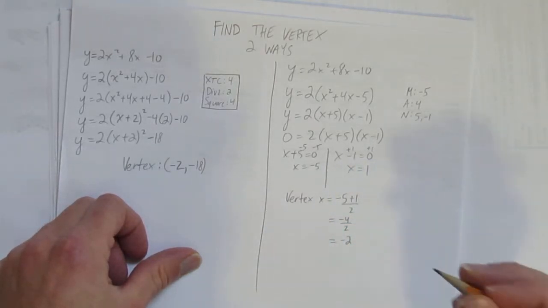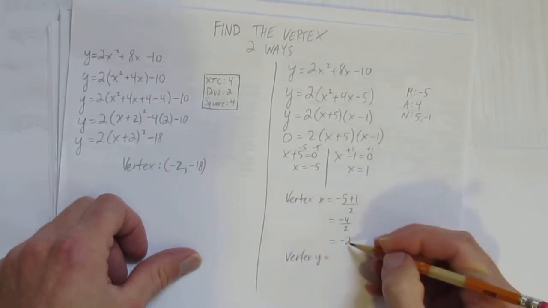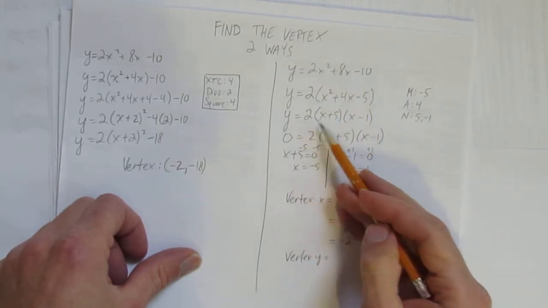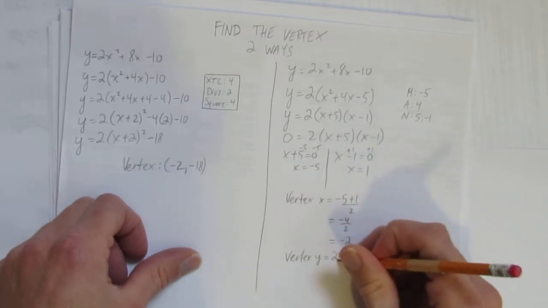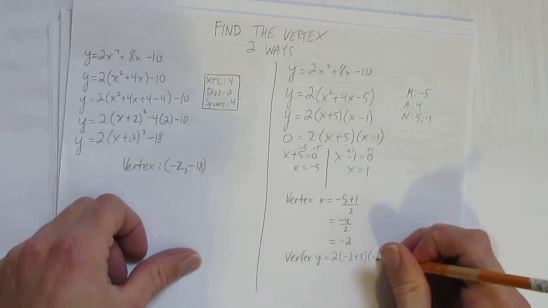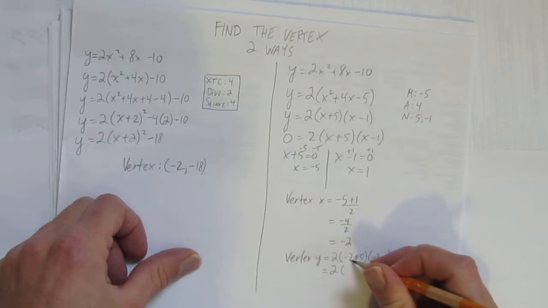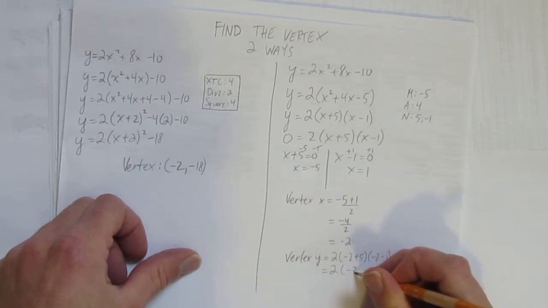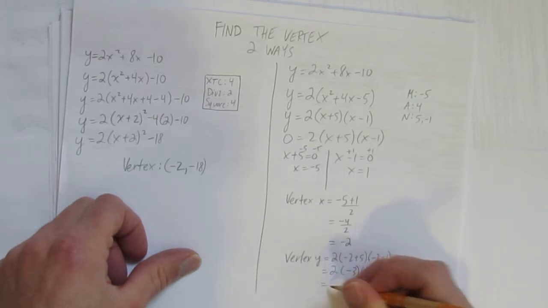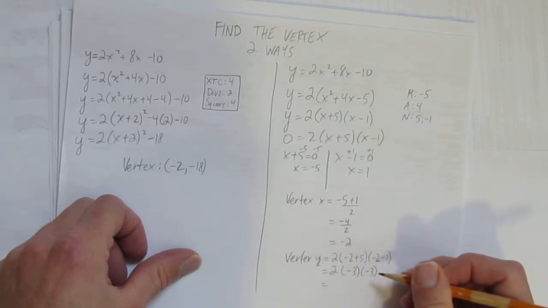We've got the vertex x, now we just need the vertex y. The vertex y is just sub in the vertex x, negative 2, into the equation. You can use the standard form equation. I prefer the factored form equation, it's a little faster. I get 2 times negative 2 plus 5, and then negative 2 minus 1. You get 2 times, what's negative 2 plus 5? That's negative 3. Negative 2 take away 1 is negative 3. And now in your head or on a calculator, 2 times negative 3 is negative 6.